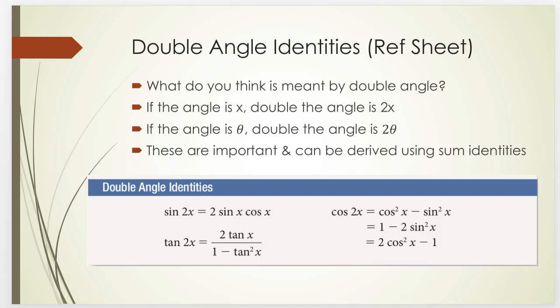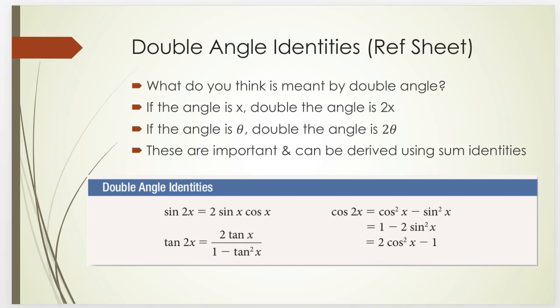And so I wanted to talk about what is meant by a double angle. So if the angle is x, double the angle is 2x. If the angle is theta, double the angle is 2 theta. If the angle is 90, double the angle is 180. So these are important and can be derived using the sum identities. I'm not going to do that here, but it is in your book right at the very beginning of 6.3.